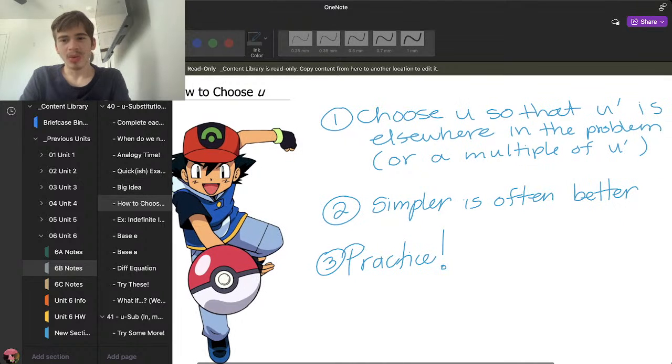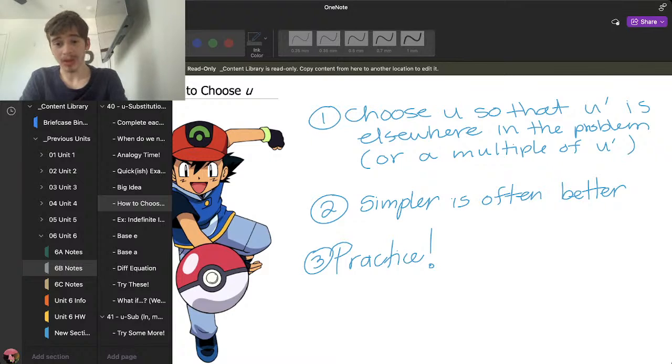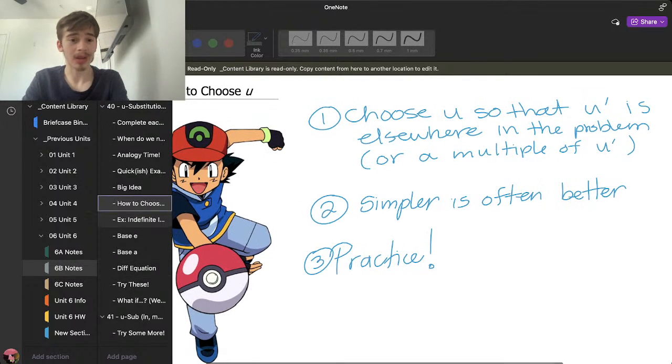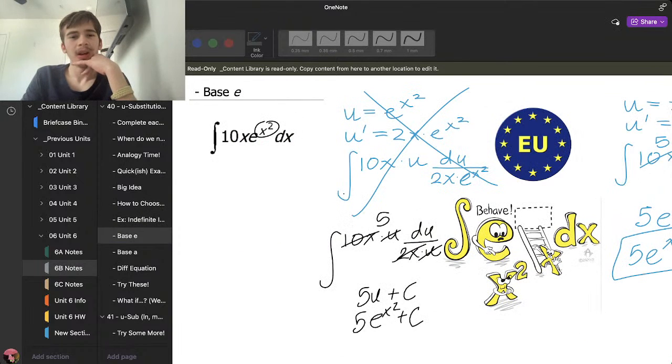Okay, choose u so that u prime is elsewhere in the integral, a multiple of u prime. Make sure u prime eventually gets canceled out. Simpler is often better, because then you don't have to worry about it later. Practice is important. U prime takes practice. X squared, that's our u. U prime becomes 2x. 2x cancels out with 10x. It becomes 5e to the u, which is 5e to the x squared. So it's that easy. Plus c.